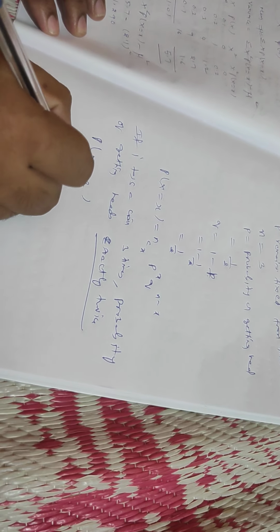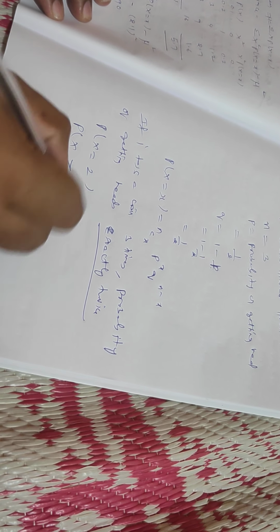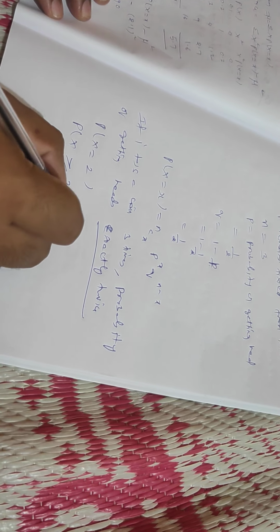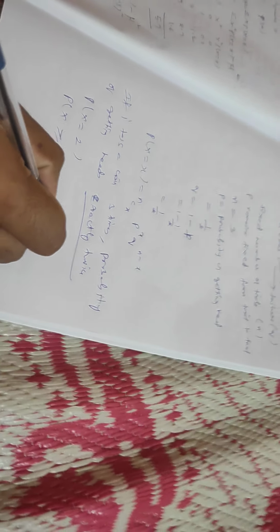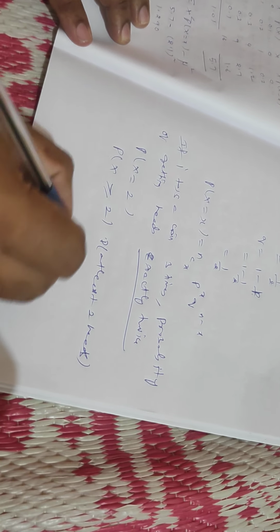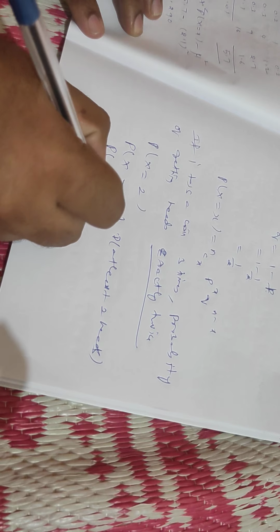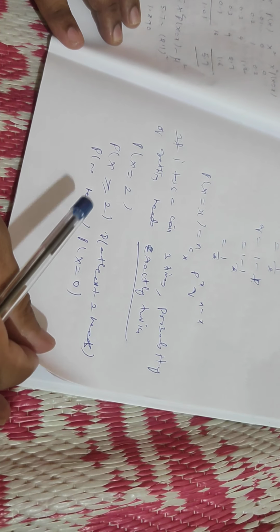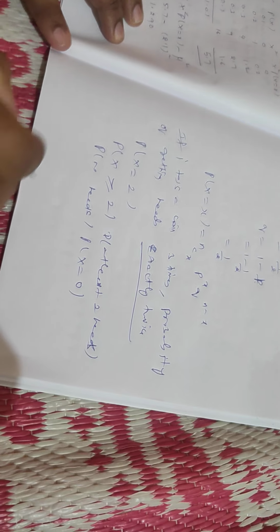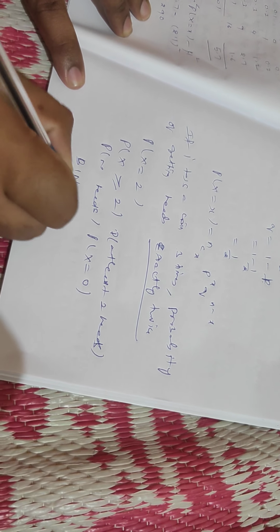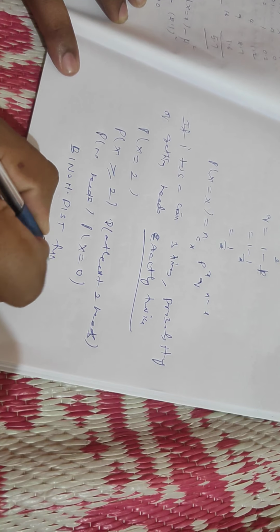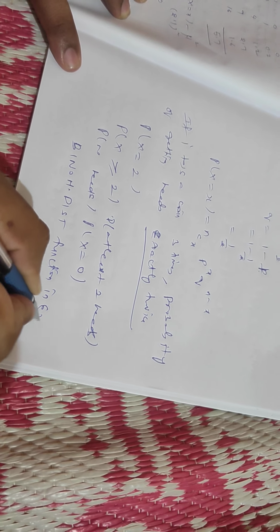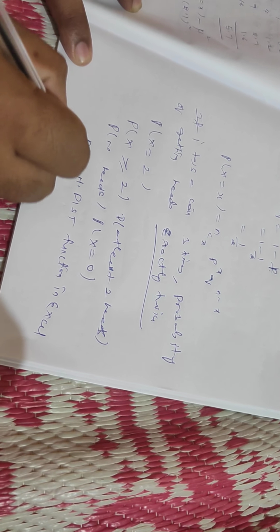If they say at least 2 heads, what is this? For at least 2 heads, it is greater than or equal to 2. For no heads, P of no heads, x equal to 0. That's it. All this you can find out. We have calculators to find the probability also. In Excel also we can find the binomial probability using the binom.dist function.